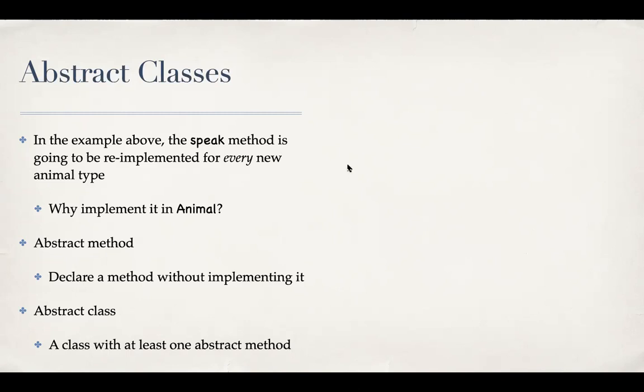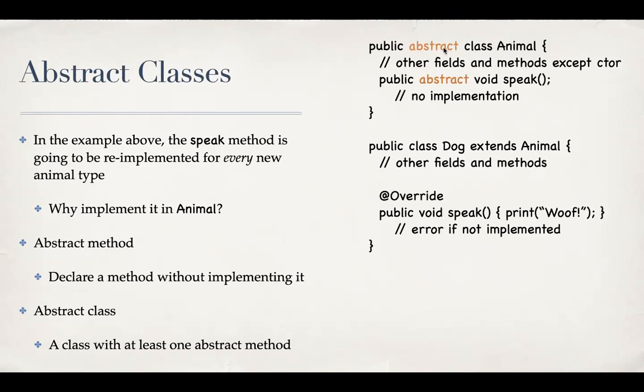So let's look at an example. Here is a modified Animal class with the keyword abstract in it. We'll keep all the fields and methods except the constructor now, because you cannot have a constructor for an abstract class.